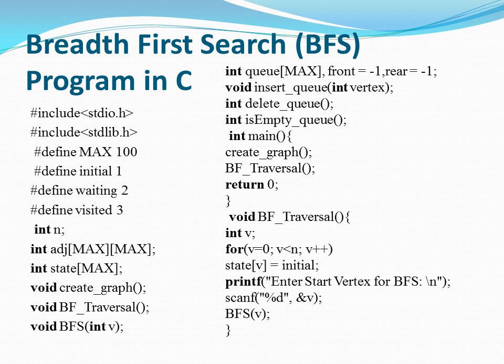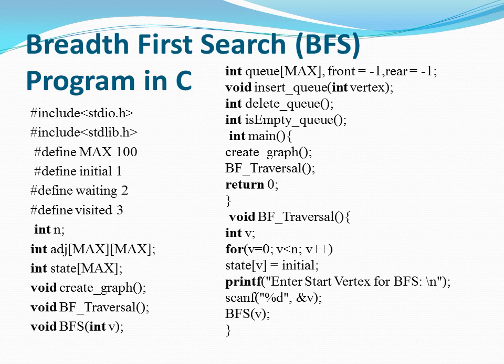Then breadth first search. Here the functions are create graph, breadth first traversal, then BFS, insert q, delete q, empty q. First we are calling the create graph method. After that, we are calling BF traversal to display the breadth first search of a given graph.